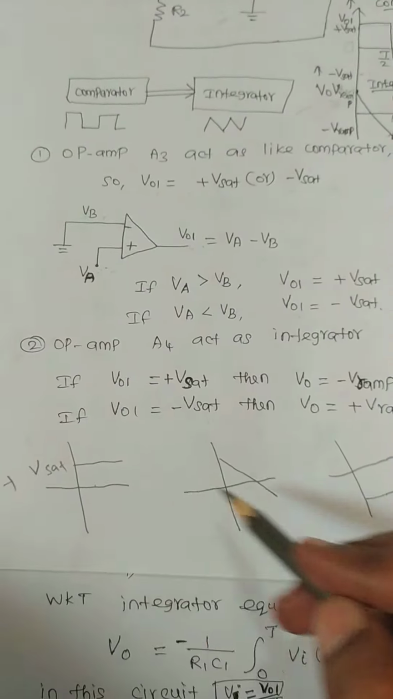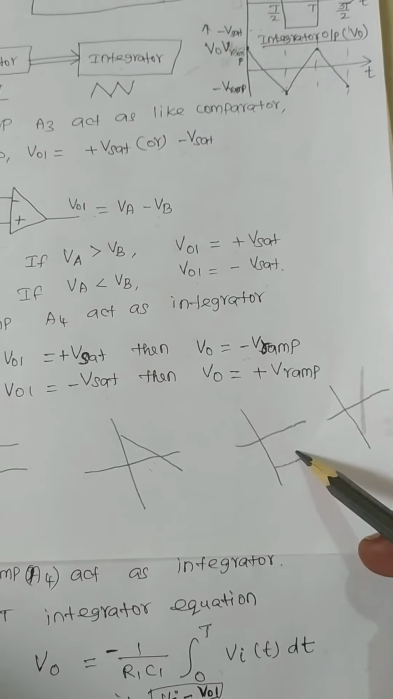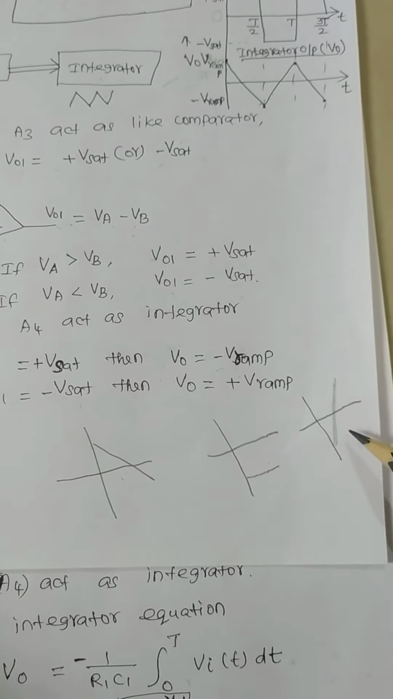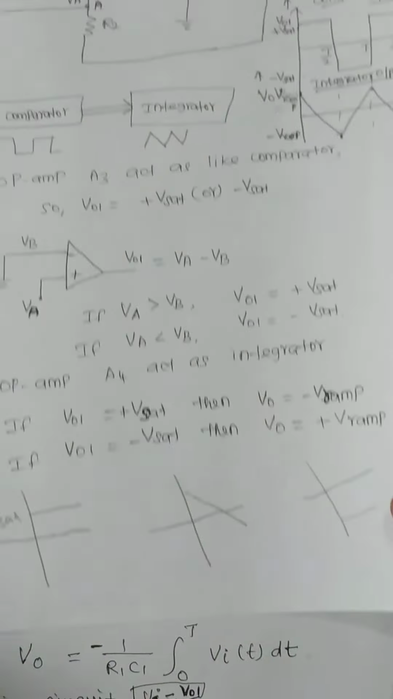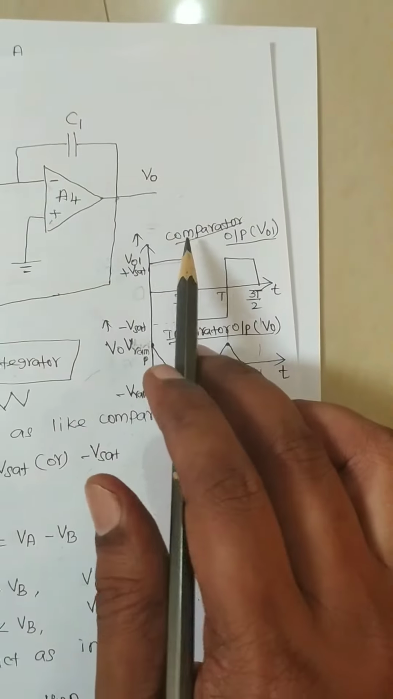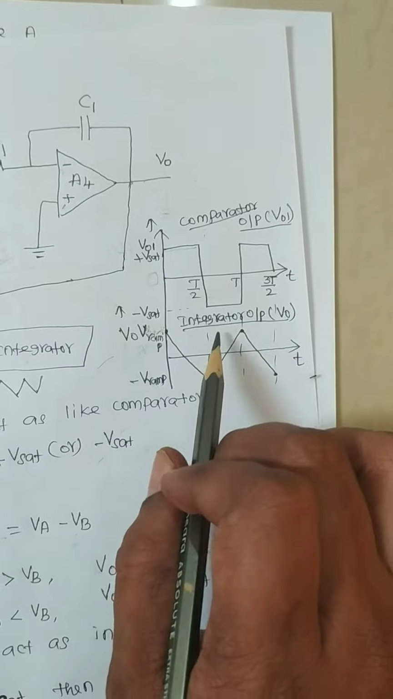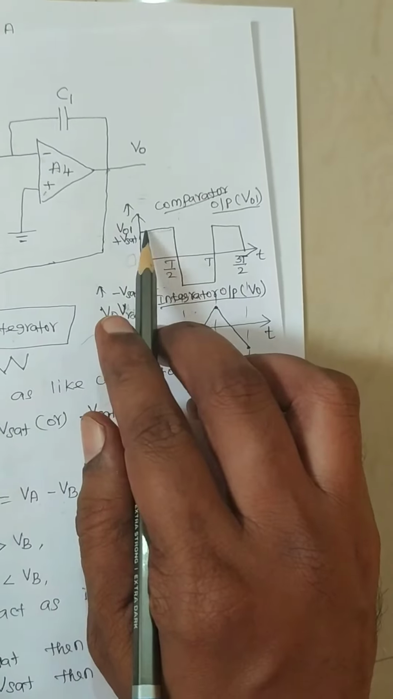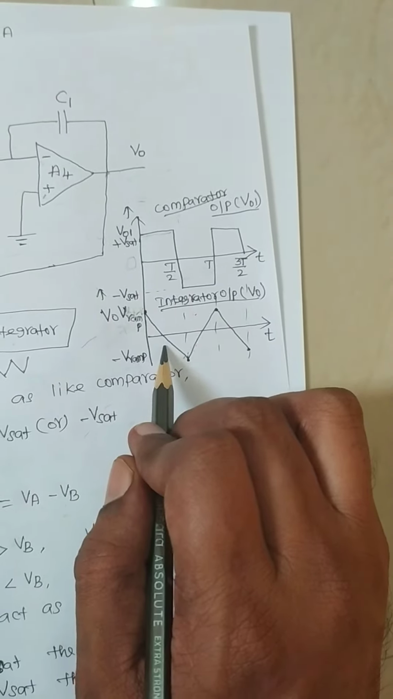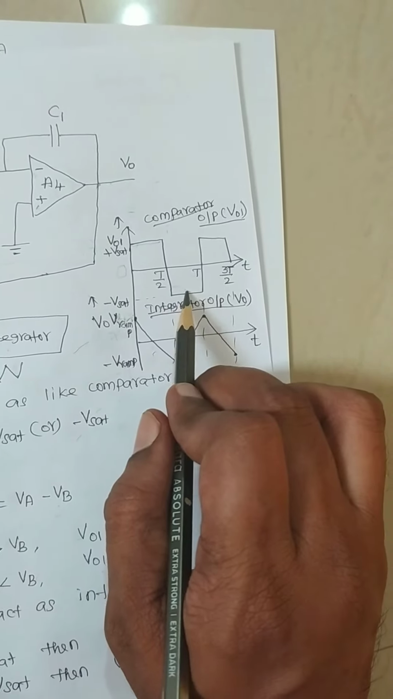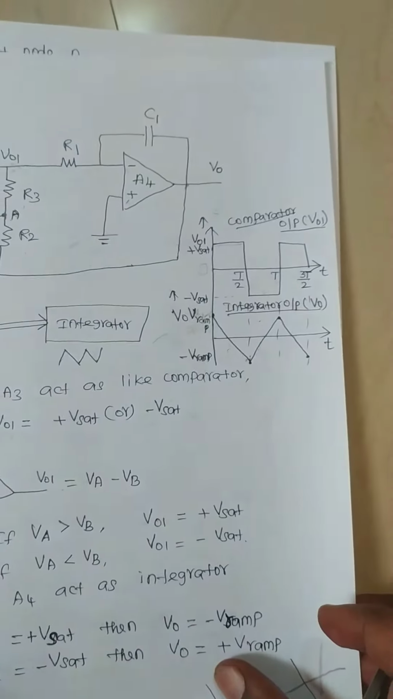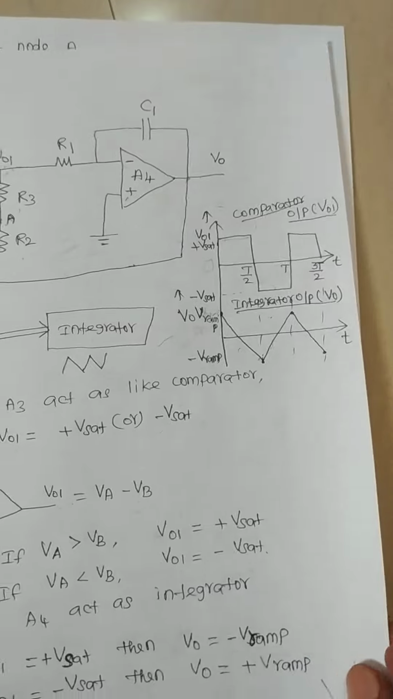If you get plus Vsat, you will get minus Vramp as the integrator output. If you apply minus Vsat, you will get plus Vramp as the integrator output. So based on the comparator output, it generates the integrator output. So this is the comparator output and integrator output.